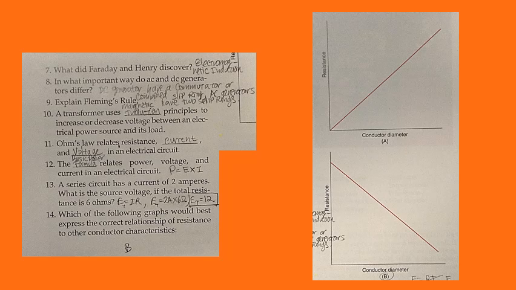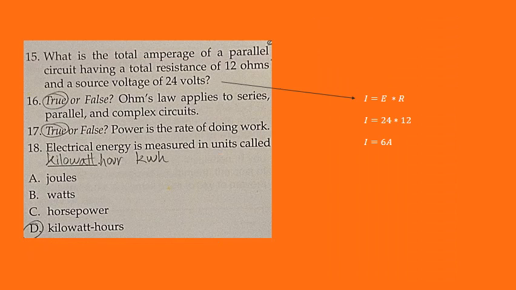Question 15, what is the total amperage of a parallel circuit having a total resistance of 12 ohms and a source voltage of 24 volts? We simply use the Ohm's law formula where I equals E divided by R. We substitute E with 24 and R with 12 ohms, and we get 2 amps.